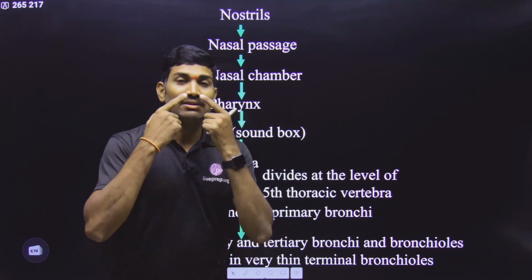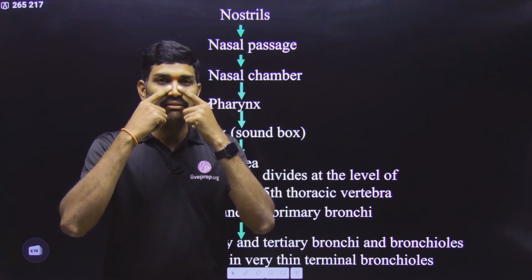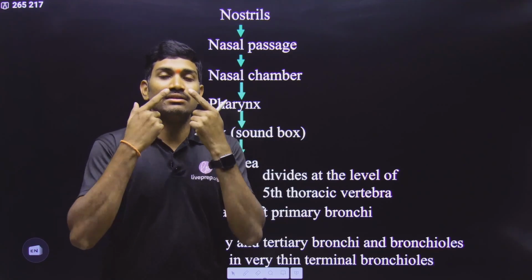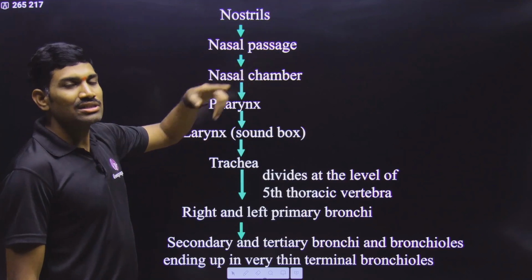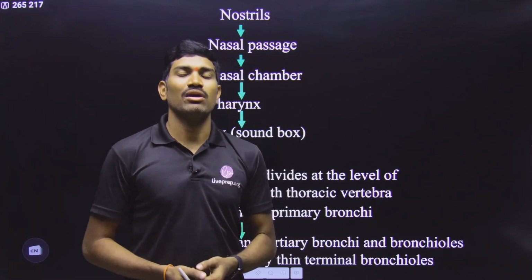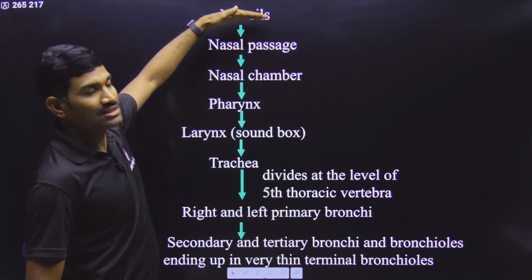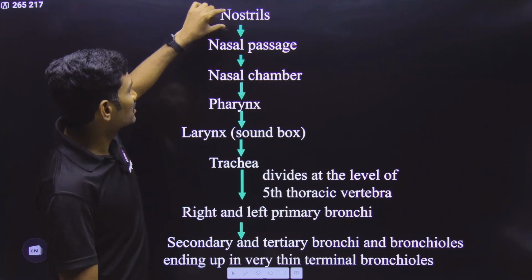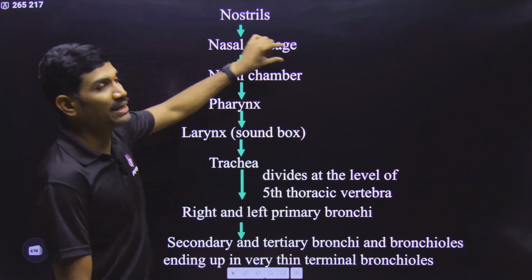If you want to talk about the human respiratory system, first we start with the nose with the openings to the outside. A single nose has two openings to the outside, and these two openings are called nostrils. They are also called external nares. These nostrils open into the nasal chamber through a nasal passage.